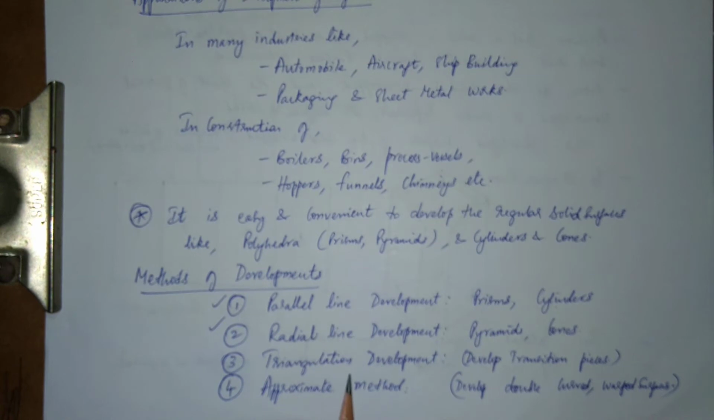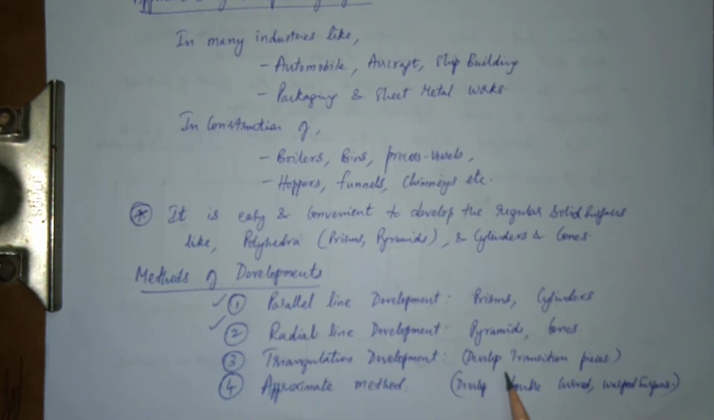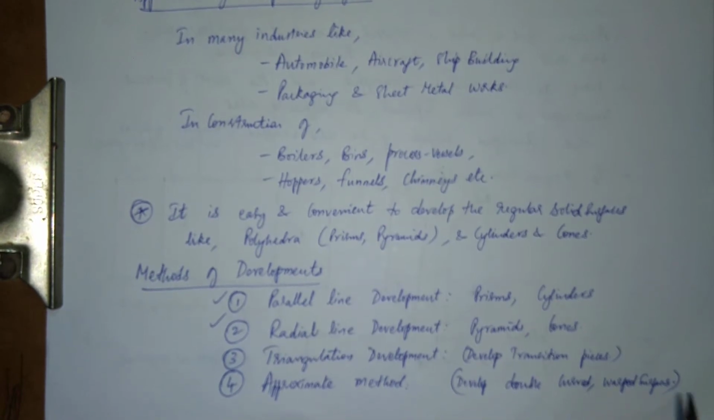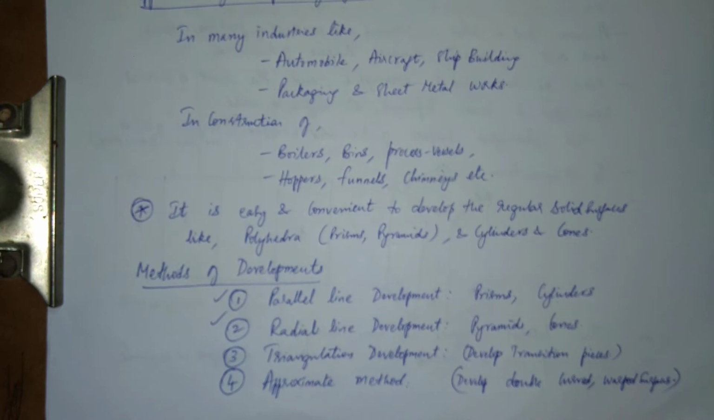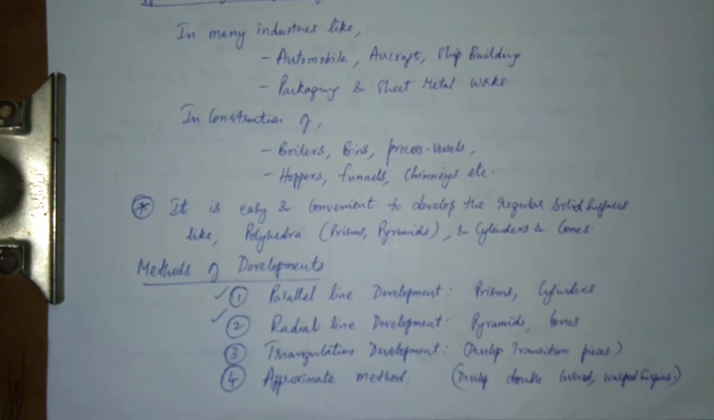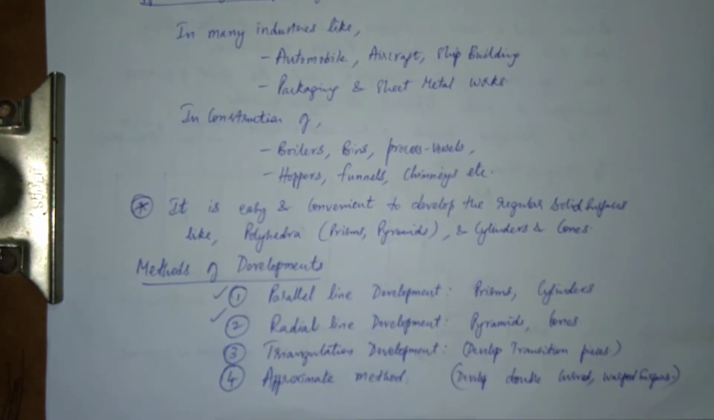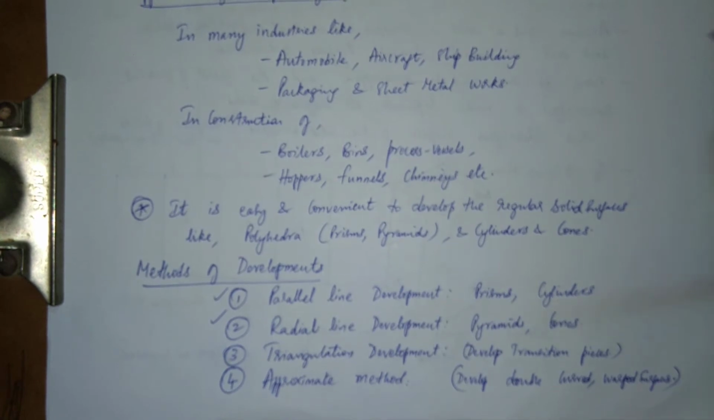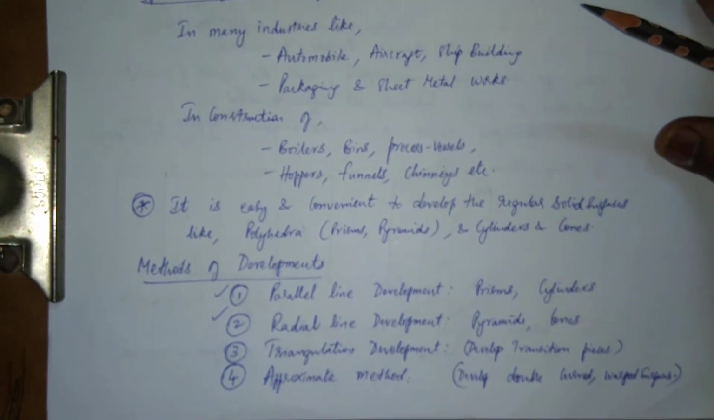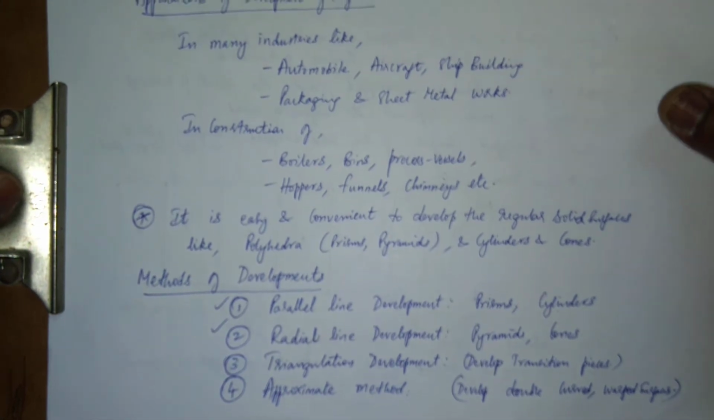And then there is triangulation development and the approximate method. These are used for developing transition pieces, and for developing double curved or warped surfaces. Some surfaces which do not have a proper or regular shape can be made by using this approximate method. Triangulation is basically where you divide transition pieces into small triangles or whatever shapes they are, and then develop the surface. We'll move on to the next slide.